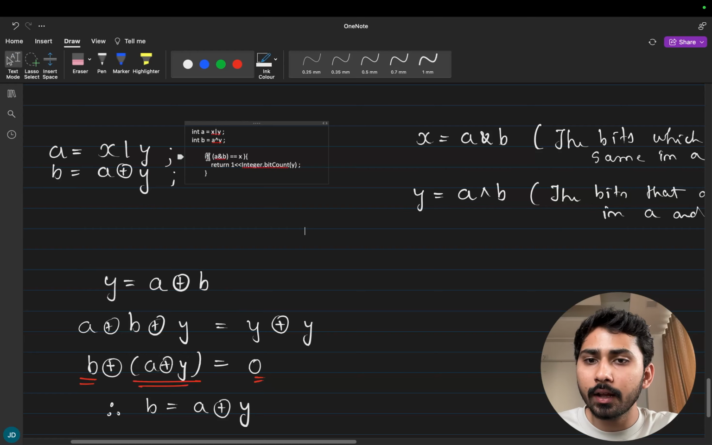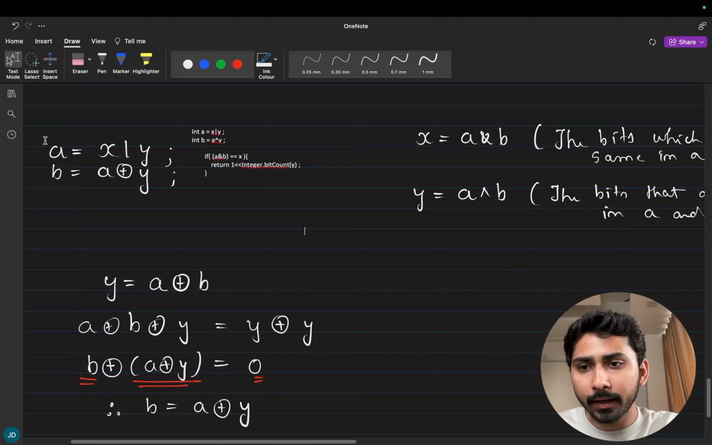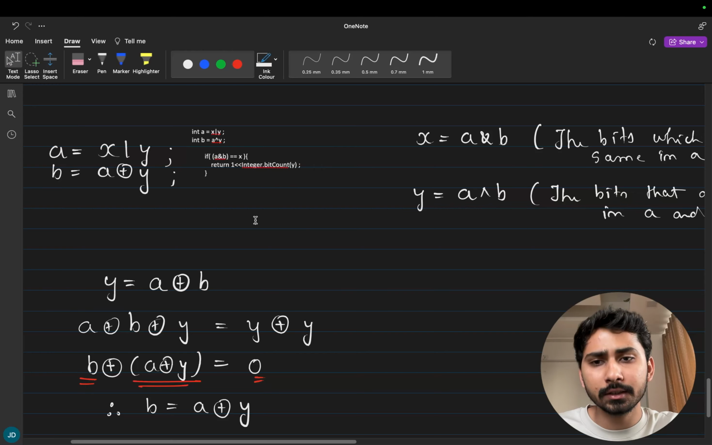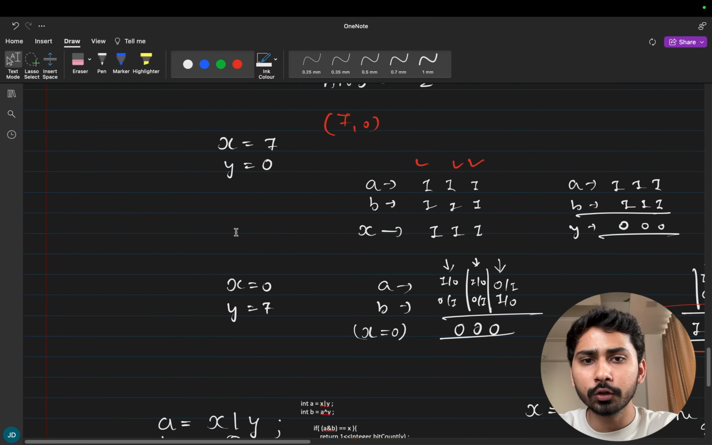So in order to validate whether this a and b are correct or not, I have checked whether a and b will be giving you x or not. If yes, then count how many set bits are there in y, and 2 to the power count of set bits will be the answer. If a and b is not equal to x, then your answer will be -1. So you cannot directly understand this approach if you have not gone through this entire thing.